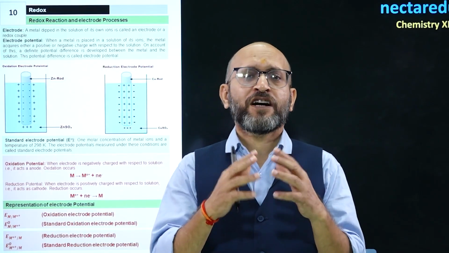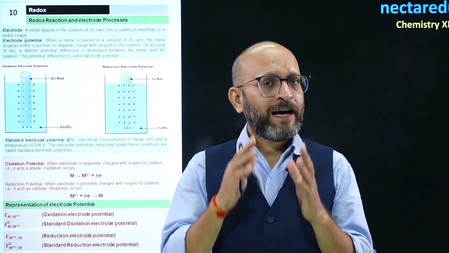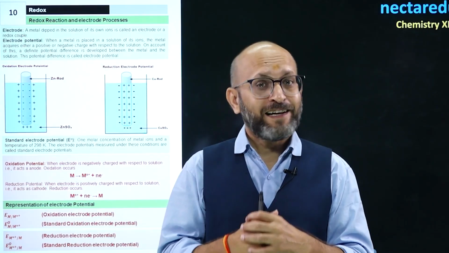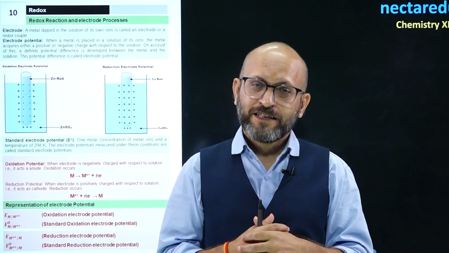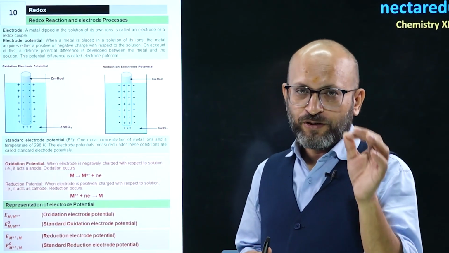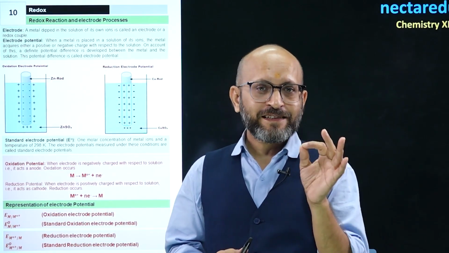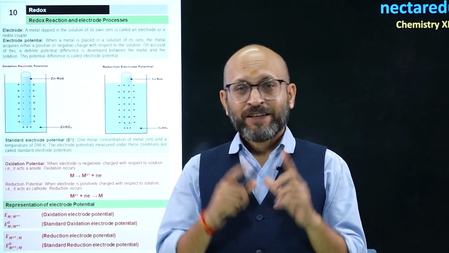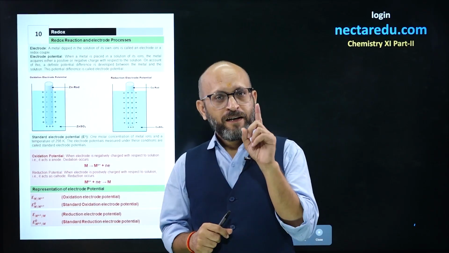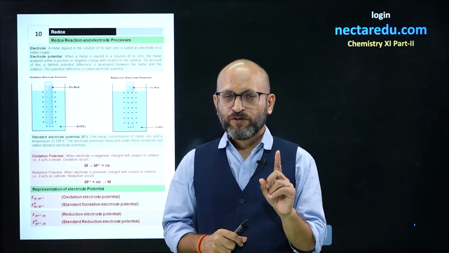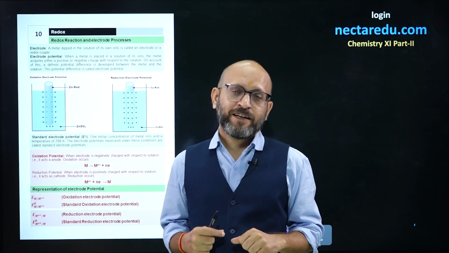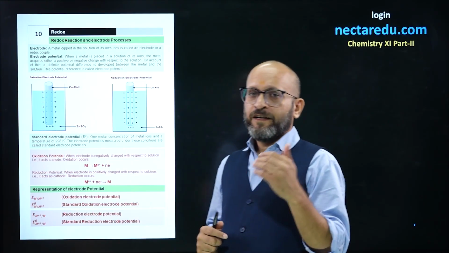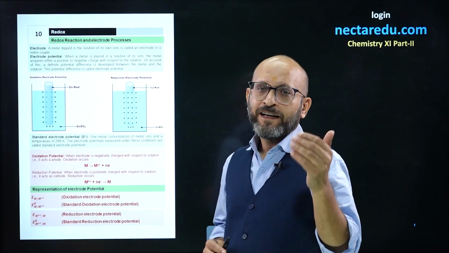In a galvanic cell, the charge on the anode is negative and the charge on the cathode is positive. Whereas in an electrolytic cell, where electrolysis is happening, the charge is exactly opposite. In a galvanic cell, anode is negative, cathode is positive. In an electrolytic cell, anode is positive, cathode is negative. But in both cases, one thing is the same. In both cases, oxidation occurs at the anode and reduction occurs at the cathode. This is universal, be it an electrolytic cell or a galvanic cell.